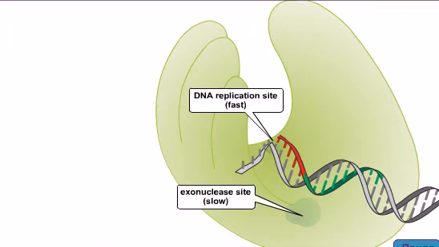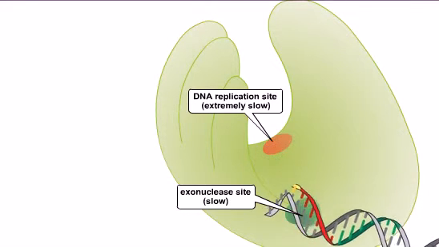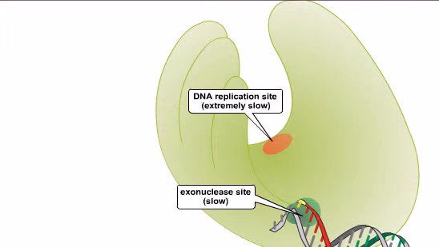In the rare event that a mismatched base pair is added, the distorted geometry of the substrate causes the replication rate to slow dramatically. The palm domain is now not able to make contacts with the minor groove, and consequently, the primer-template junction is free to move about and interact with the exonuclease site.